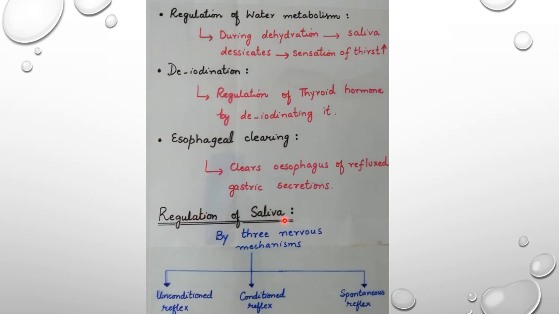Regulation of saliva takes place by three important mechanisms. First is the unconditioned reflex, then the conditioned reflex, and the third one is the spontaneous reflex. The unconditioned reflex, as you know, takes place unconditionally, naturally, and automatically. So it occurs when any material is placed in the mouth. Even in an empty mouth, movement of the tongue can also trigger this kind of salivary secretion.